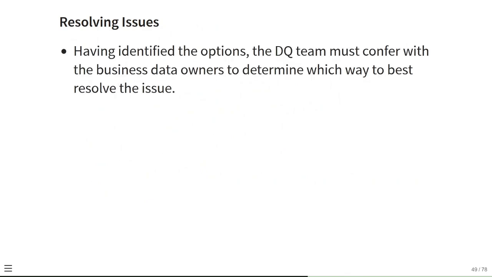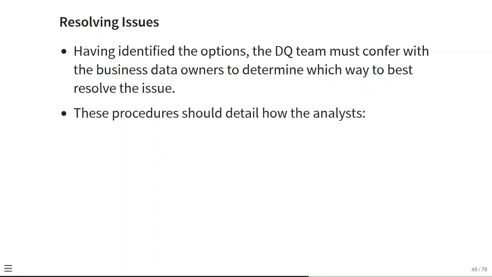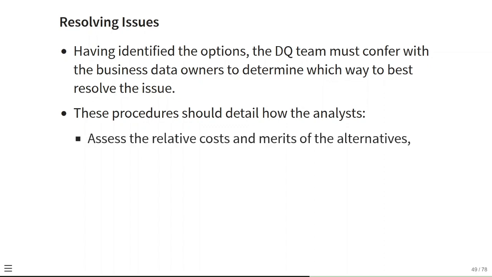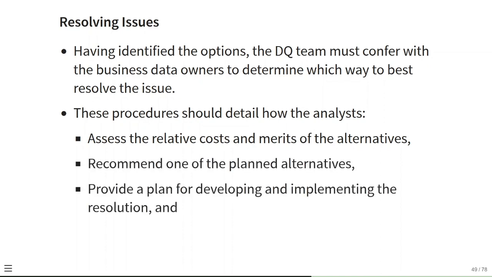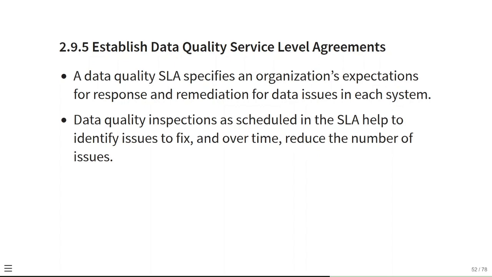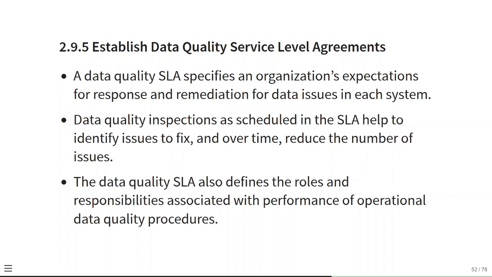Resolving issues. Having identified the options, the data quality team must confer with the business data owners to determine which way to best resolve the issue. These procedures should detail how the analysts assess the relative costs and merits of the alternatives, recommend one of the planned alternatives, provide a plan for developing and implementing this resolution, and implement the resolution. Data quality inspections as scheduled in the SLA help to identify issues to fix and, over time, reduce the number of issues. The Data Quality SLA also defines the roles and responsibilities associated with performance of operational data quality procedures.